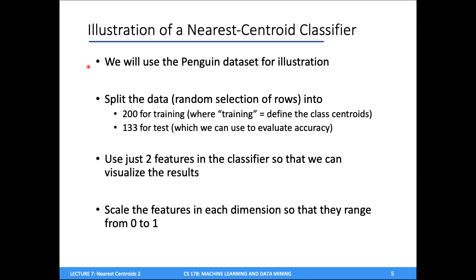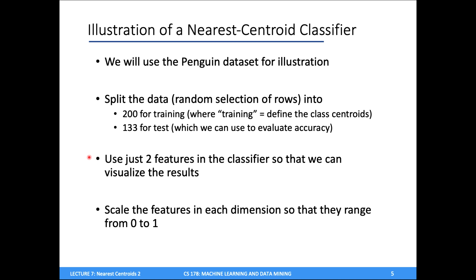Let's go through a brief illustration of the nearest centroid classifier to give you a more concrete, hands-on example of how this works. Let's look at this penguin data set again. To fit our nearest centroid classifier, we're going to use the train-test split paradigm. We'll split our data into a training set with 200 examples, and the remaining 133 data points we'll use for our testing set. Here I'm not using a validation set, just a single testing set, because I'm not doing any kind of model selection. I'm just fitting one model and evaluating it on this testing set.